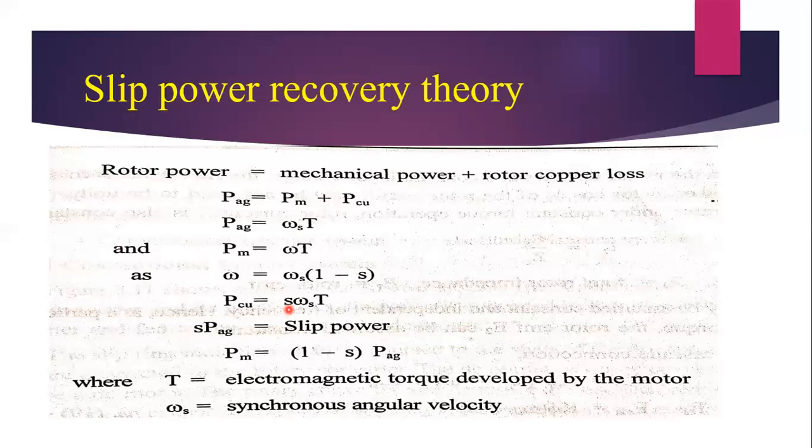Conventional and static rotor resistance control methods. The main disadvantage is that slip power is wasted in the form of heat across the rotor resistance, R2. The main drawback of this system is that large power is dissipated in the rotor resistance, and it reduces the efficiency of the motor at low speeds. So these are the drawbacks.